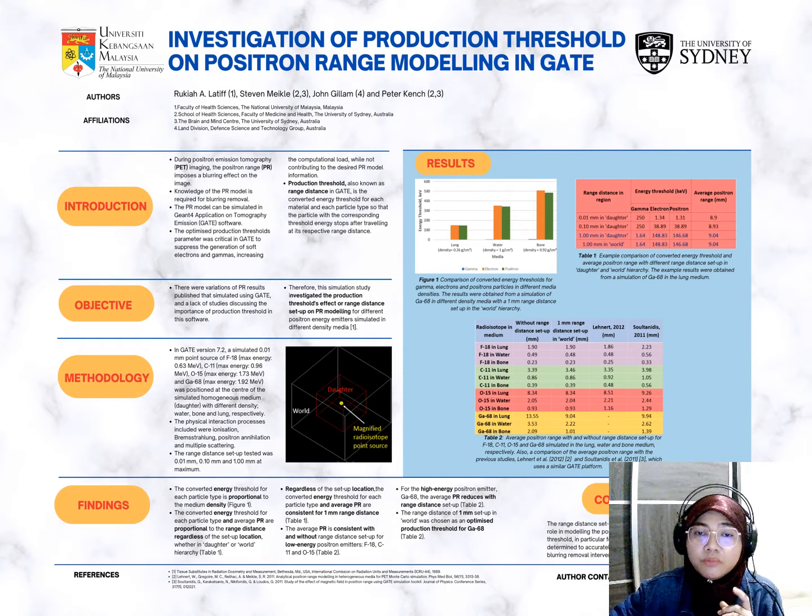And to wrap up, the production threshold plays an important role in modeling the positron range. We found that 1 millimeter range distance is the optimized production threshold setup, in particular for gallium-68.